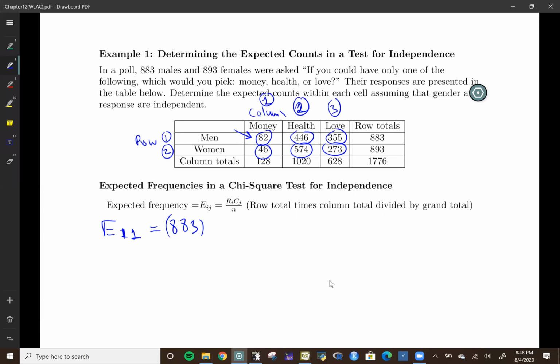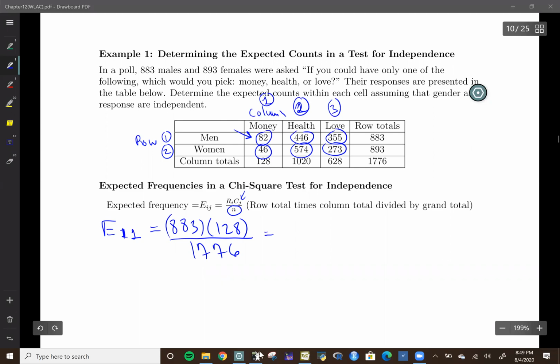So that's how many total people we have in row 1. Then if you look right here, it says Ci or Cj. C stands for column. So that means we want column 1. So how many people do we have in column 1? Yeah, 128. All right, and lastly, we want to find N. N is how many total people do we have in this study? There you go. 1,776.